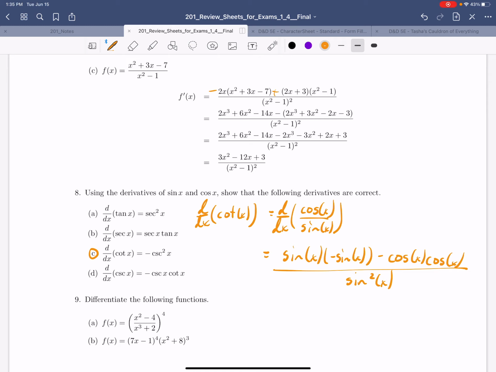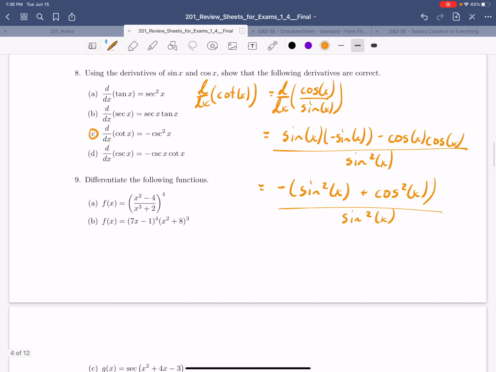All over low squared. Right, and note that this is going to equal negative sine squared of x plus cosine squared of x, all over sine squared of x. So that negative sign creeps up in there, and then hopefully you see that that's negative 1 over sine squared of x, which is negative cosecant squared of x. And that's how you do it.